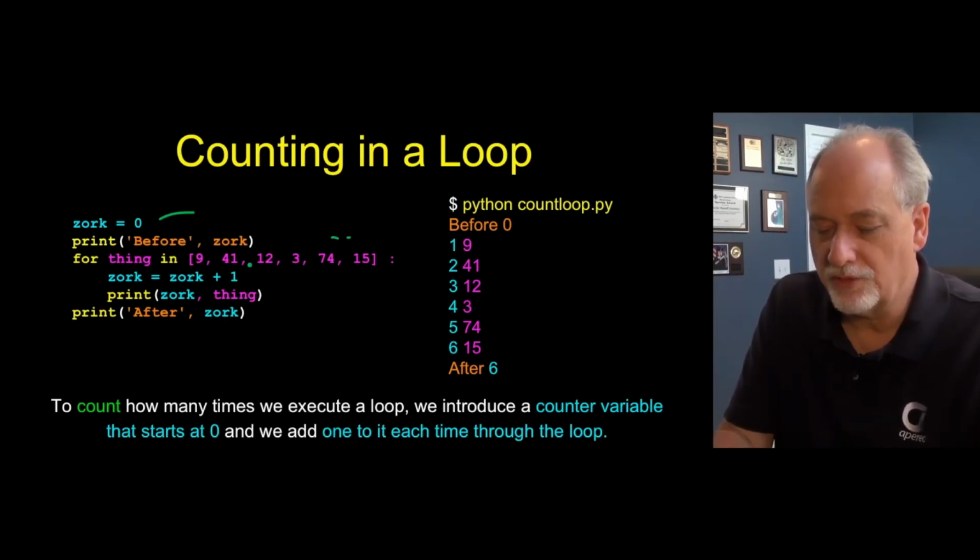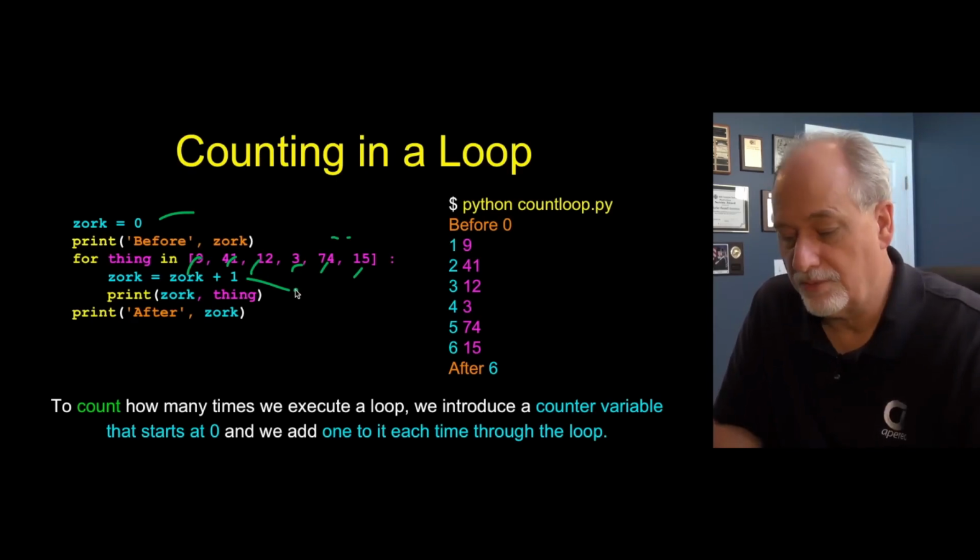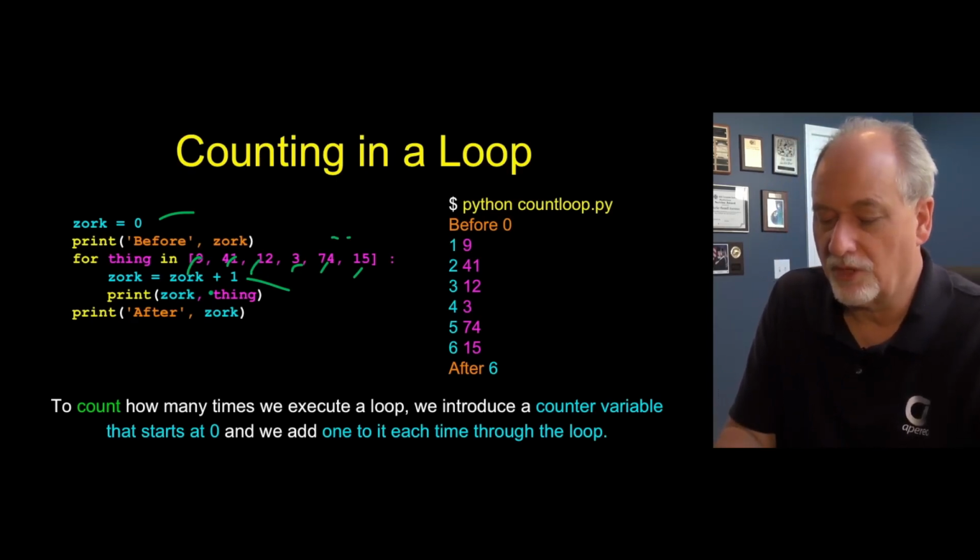And now we're going to run this loop 6 times, 1, 2, 3, 4, 5, 6, and each time through we're just going to add 1 to Zork. So Zork starts at 0, then it goes 1, 2, 3, 4, 5, 6. And we're going to print it out.